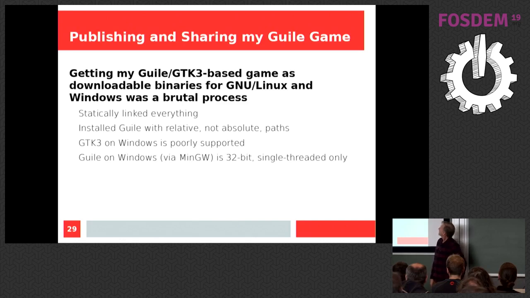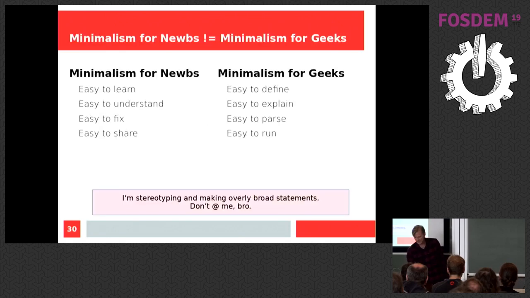As an aside, I wanted to talk about publishing, because I think publishing is a very important part of what makes something newbie-friendly. And publishing my Guile game to itch.io was not easy in any sense of the word. First of all, itch.io is not generally a Linux shop, so I had to compile this all in Win32. And GTK3 is not typically a good Windows platform, so getting all of this together in a statically executed dynamic zip file was quite difficult.